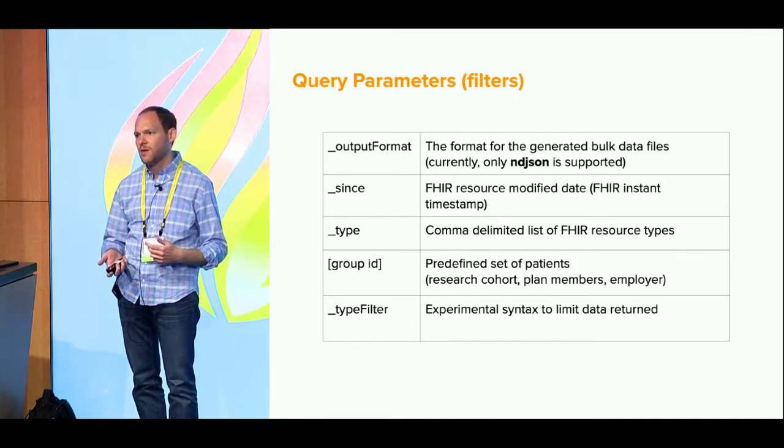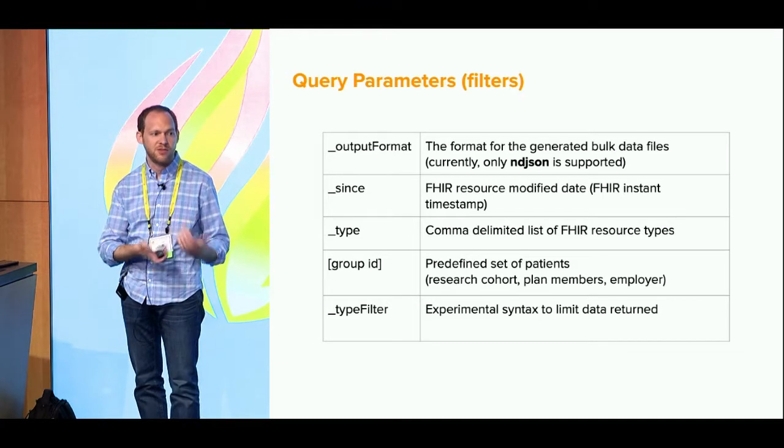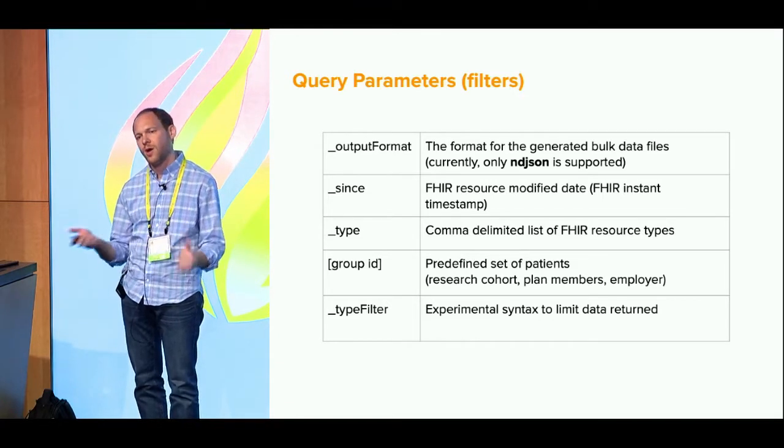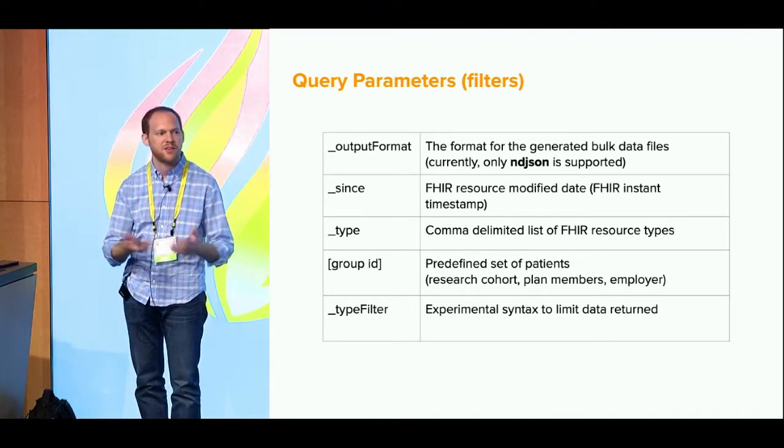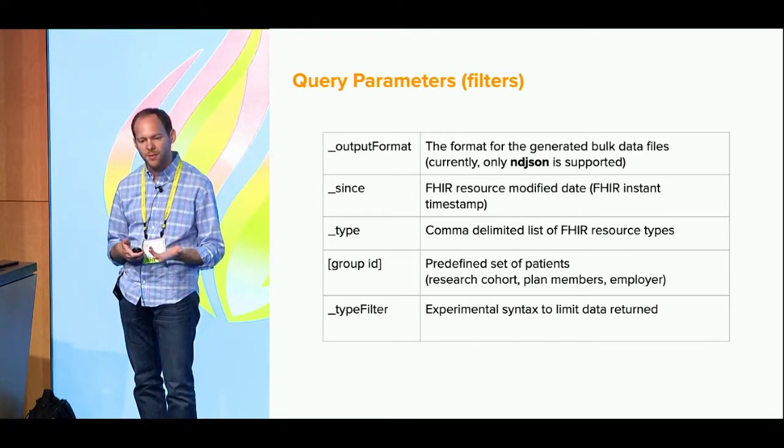There's a type parameter where you can list specific FHIR resource types that you want. If you have a system that only works on, for example, lab results, you probably don't need a list of the patient's conditions. So you can say, don't give me all the data, just give me demographics and observations, patient and observation resources. Group ID we talked about a little bit.